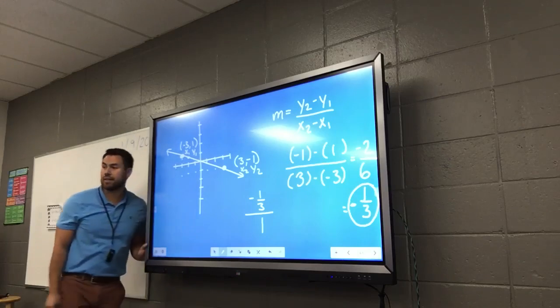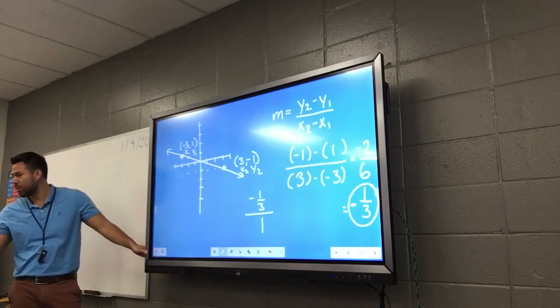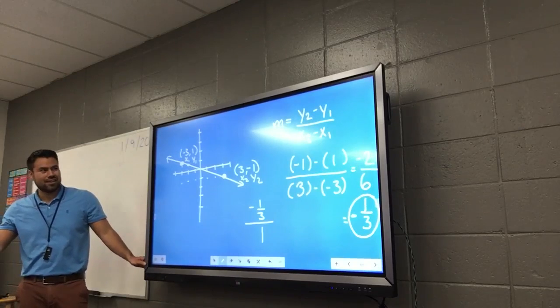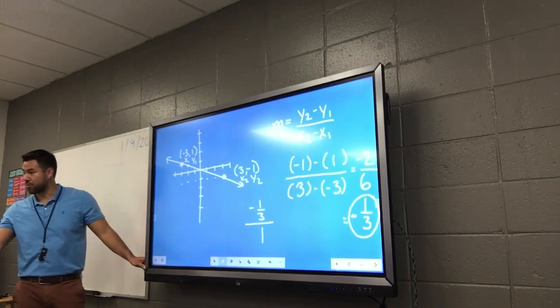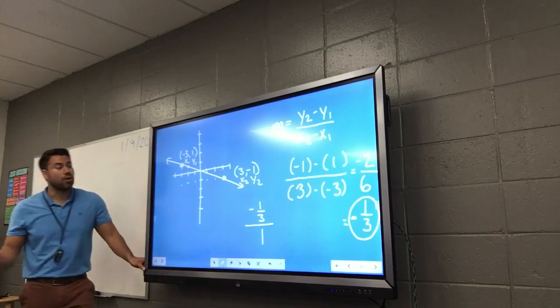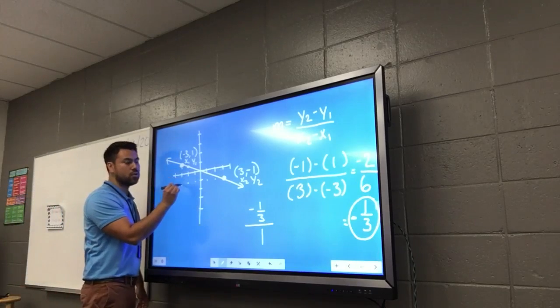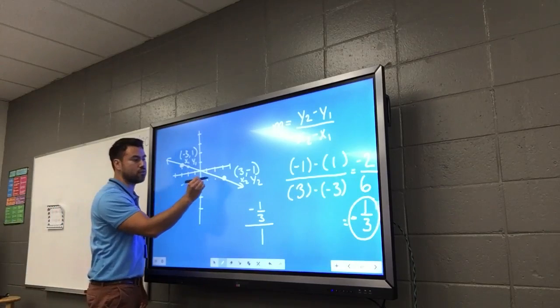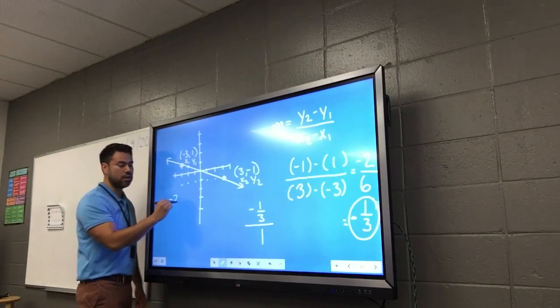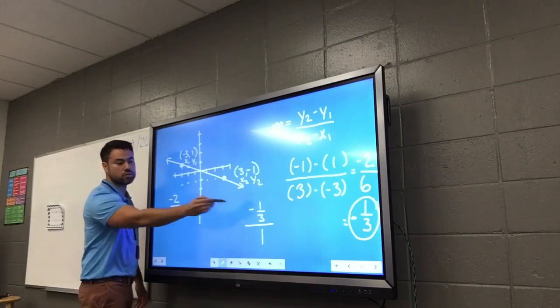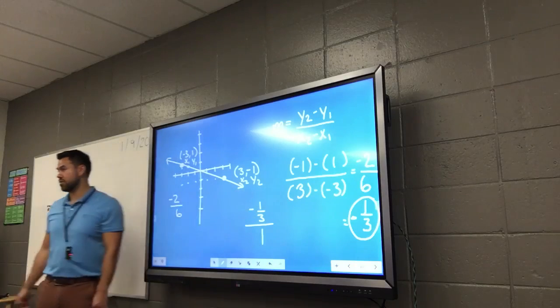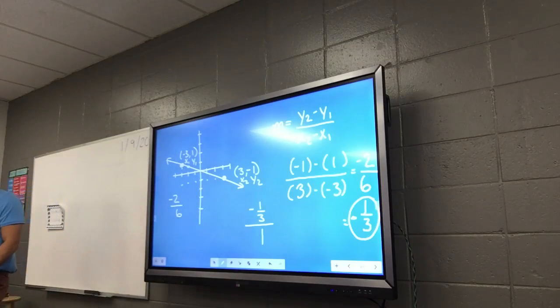So you see how it fits? What about that graph? You were always trying to find the other point. How would you find the other point? Like you were talking about, I went down 1, 2, over 1, 2, 3, 4, 5, 6. So I went down 2 and over 6, which equals negative 1/3. So any way I do it, I can find it that way.